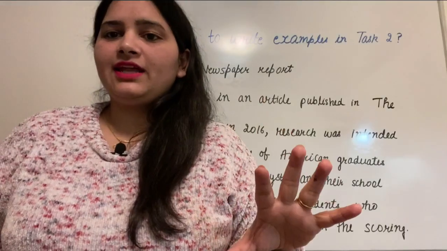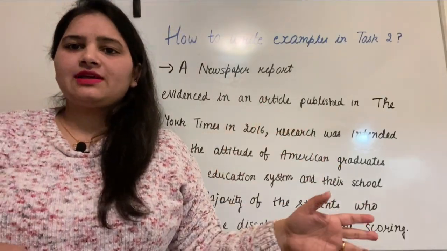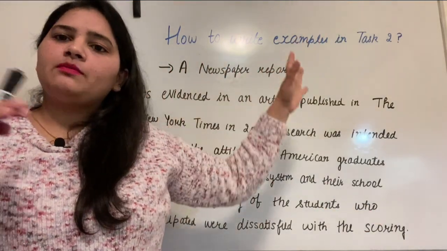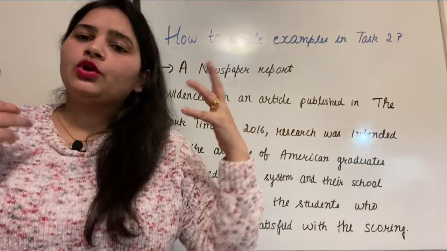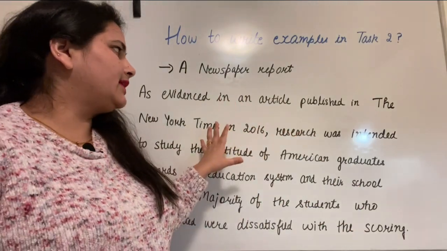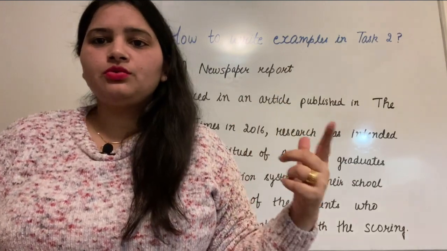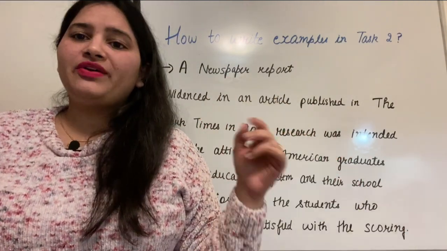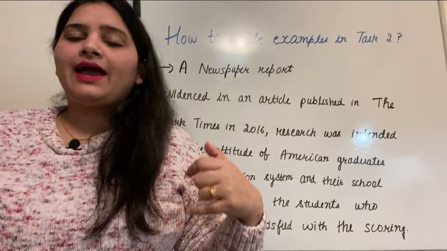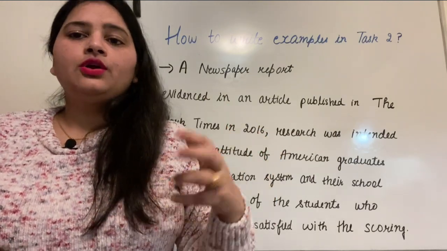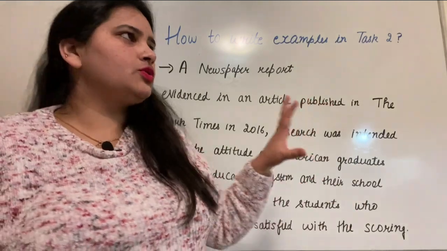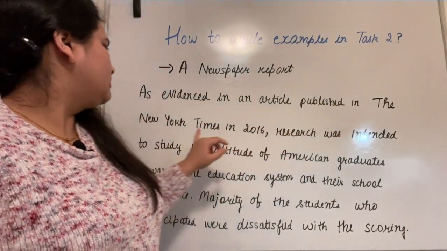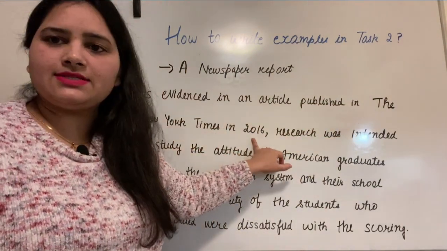The second effective way to write an example is to write a newspaper report, that you have read something in a newspaper and what was written. This is an essay about the negative attitude of students towards their university or their school when they leave school, and why they have a negative attitude towards their school. So the example is: as evidenced in an article published in the New York Times in 2016.